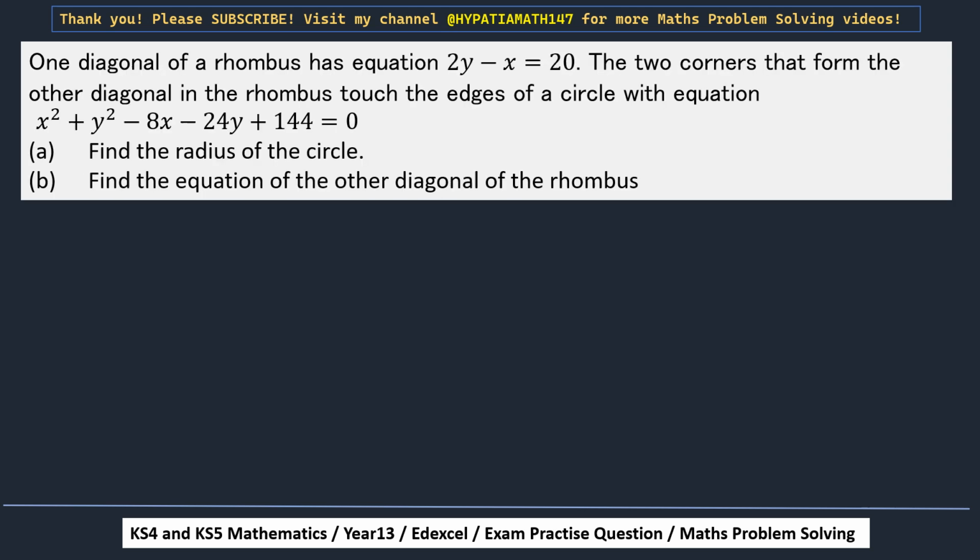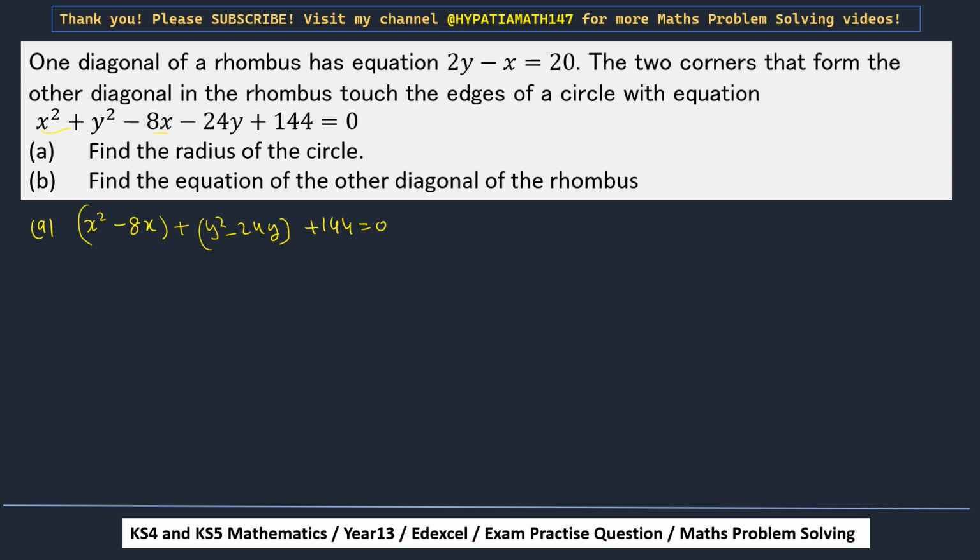So, the first part: find the radius of the circle. We can find this from the equation of the circle. So we need to rearrange this equation and we will have the answer. So let's do it. x squared plus y squared we've been given. Let us group the x terms: x squared minus 8x, plus y squared minus 24y, and then plus 144 equals 0.